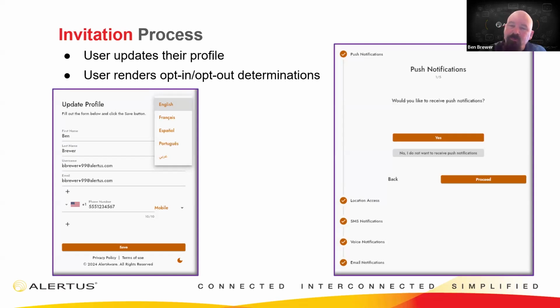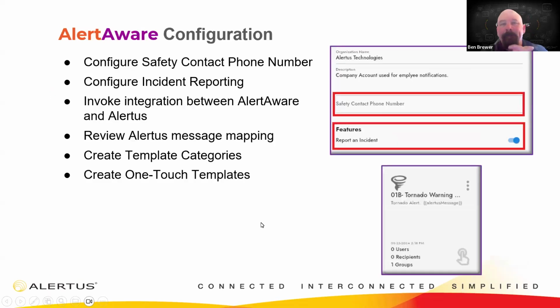It will also walk them through the opt-in, opt-out for SMS, voice, and email. This is not important. It will not impact your system if you are only using the push notification system. But for those customers that we do have that are using AlertAware but not currently using push notification, when we add these individuals into the system, they'll be able to reconfirm, if you will, what their options would be in this particular aspect. And then we'll go ahead and get into the AlertAware configuration.